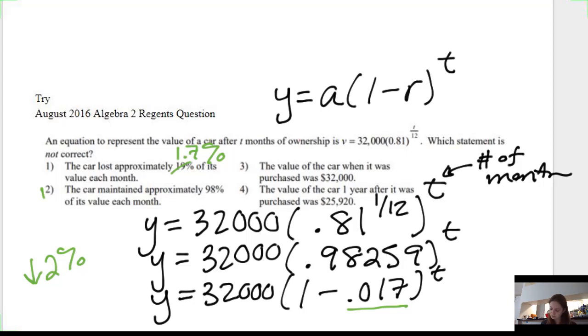The value of the car when it was purchased was $32,000. Well, yeah, that's the A value, the initial amount. The value of the car 1 year after it was purchased was $25,920. And so what you want to put here is you need to remember that t is the number of months. To see if this is true, you need to substitute in a t value of 12, right, after 1 year. You could do it in the original equation. You just need to make sure that t equals 12, and you'll see that this one is true. So the correct answer, the statement that is not correct, is 1.